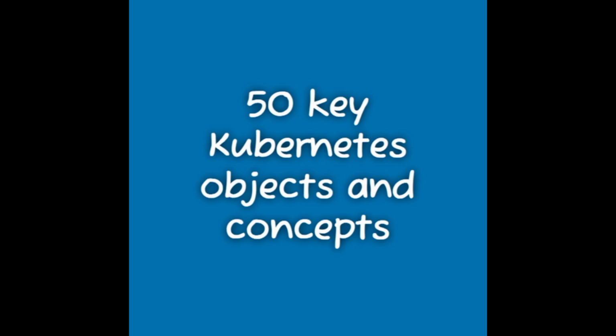Customization and extensibility. Custom resource definition, CRD, defines a custom Kubernetes object. Custom resource, CR, an instance of a CRD. Mutating webhook configuration, modifies requests before they're persisted. Validating webhook configuration, validates objects before they are stored. API service, extends the Kubernetes API.